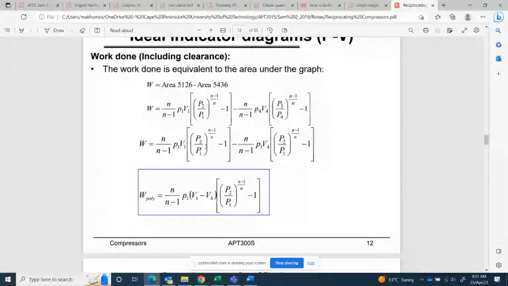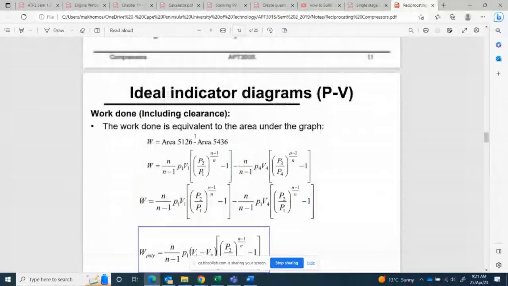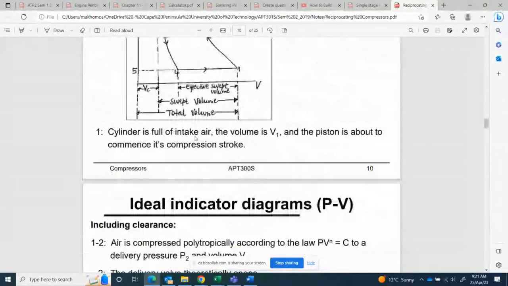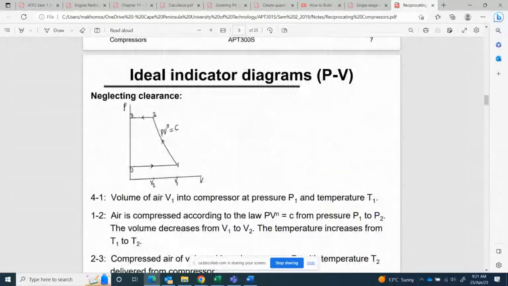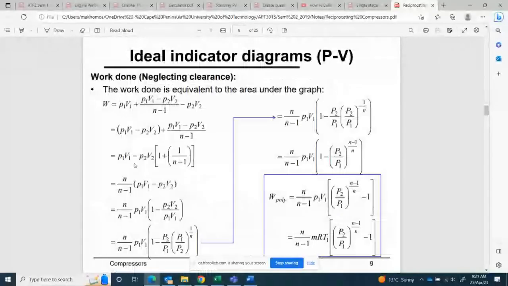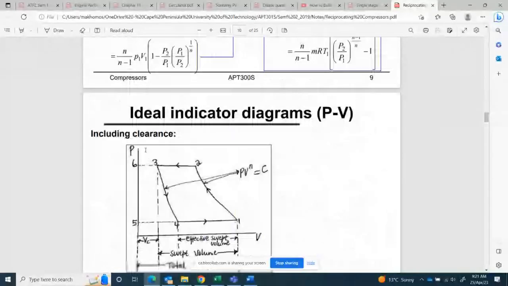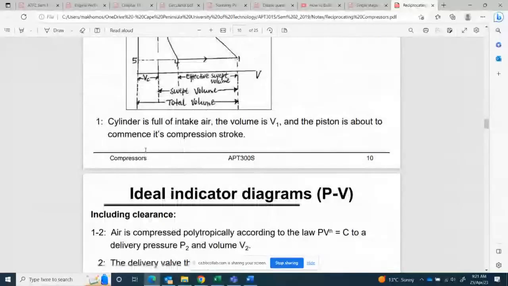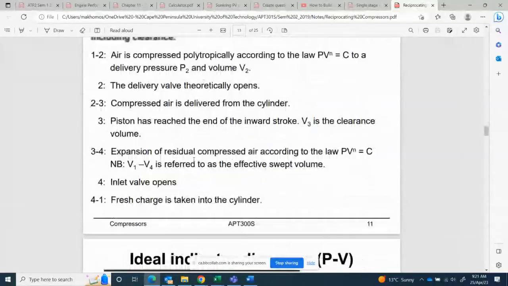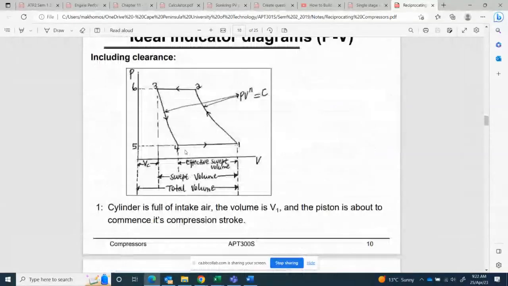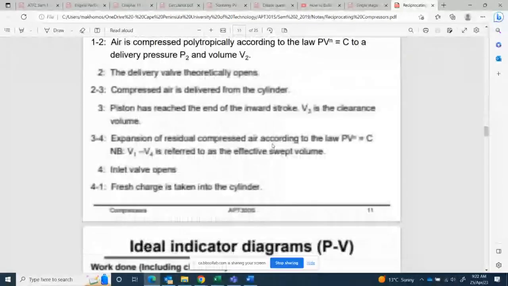But I said that I won't be asking this question in the mid-year. So you can see that the V1 for the first one is from 1 to 4. There is V1 because there's no clearance. But where there's clearance, the V1 is no longer V1, it is V1 minus V4. This V1 minus V4 is what? It is the induction stroke, which is from 4 to 1. So for the induction stroke, it's V1 minus V4 for a compressor with clearance.